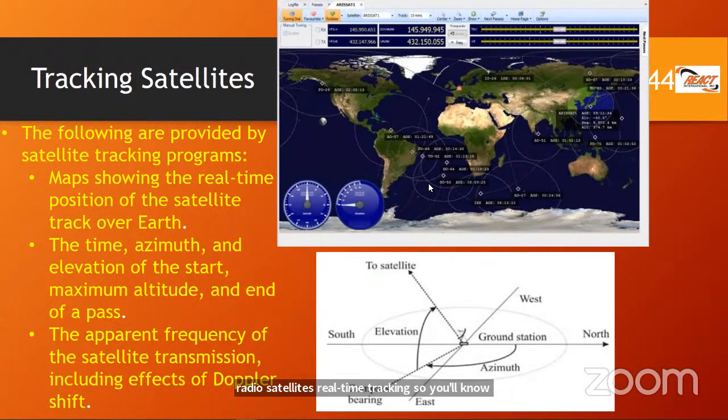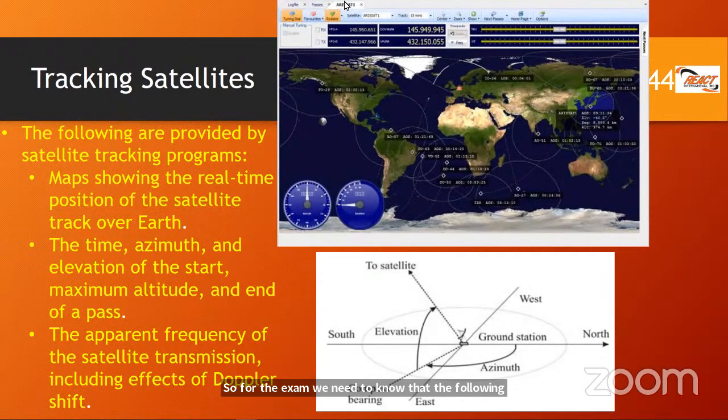You'll also see the footprint of the satellite. In other words, where radio transmissions can be heard or received from. That's the footprint, and the satellite will be moving, especially those that are not geostationary. You'll see them tracking and moving all the time continuously. So for the exam, we need to know that the following are provided by satellite tracking programs.